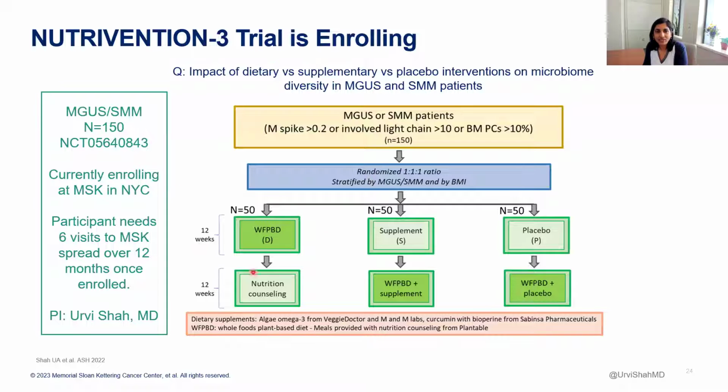So with that, we have the Nutrivention 3 trial that's enrolling at Memorial Sloan Kettering and also at Emory in Atlanta. With this study, you could be anywhere in the US, but as long as you have MGUS or smoldering myeloma and are willing to come about 5 times to MSK in New York or Emory in Atlanta, you can enroll on the study. We would ship you the intervention and the rest of the things to where you live, but you would need to be able to make the trip to one of these sites.